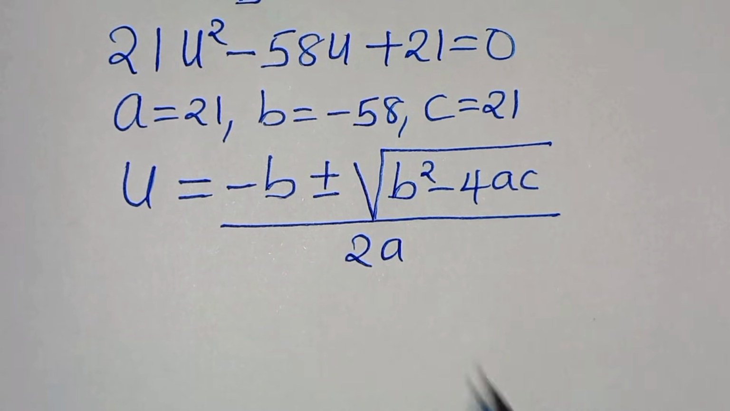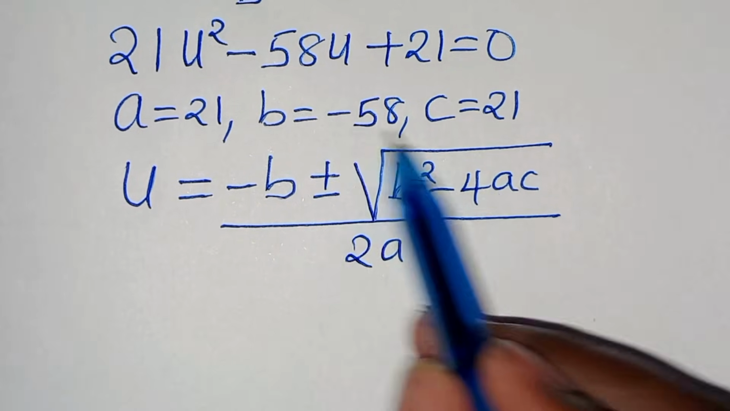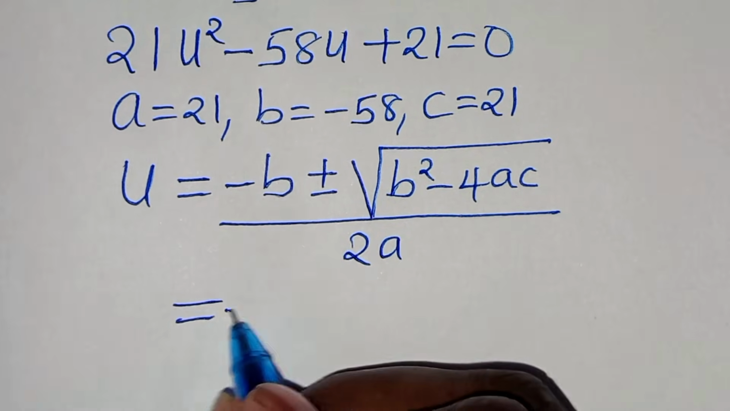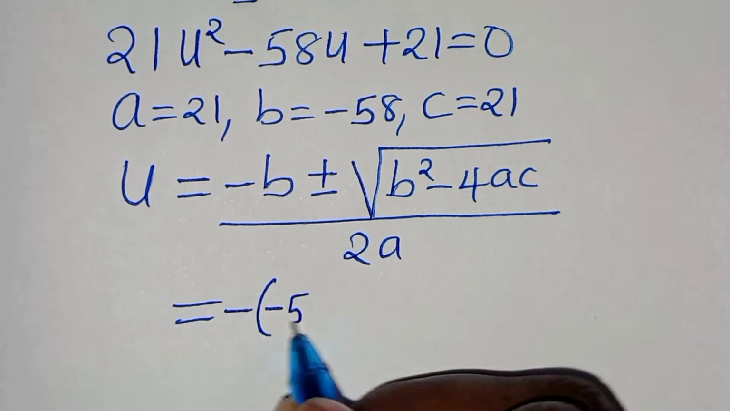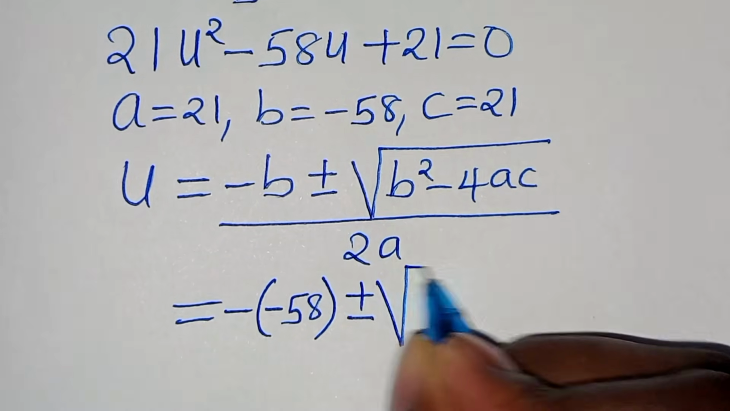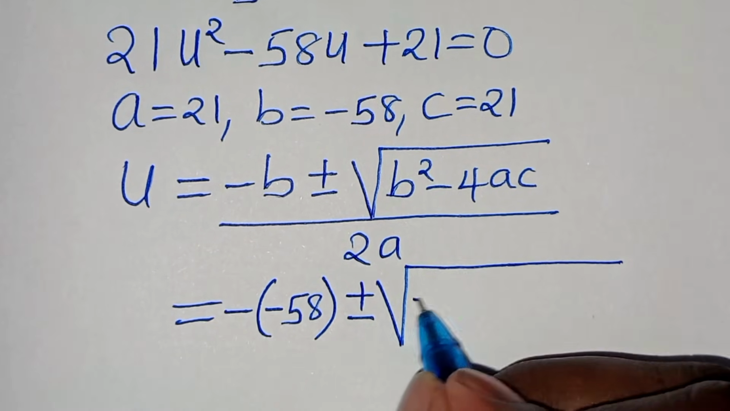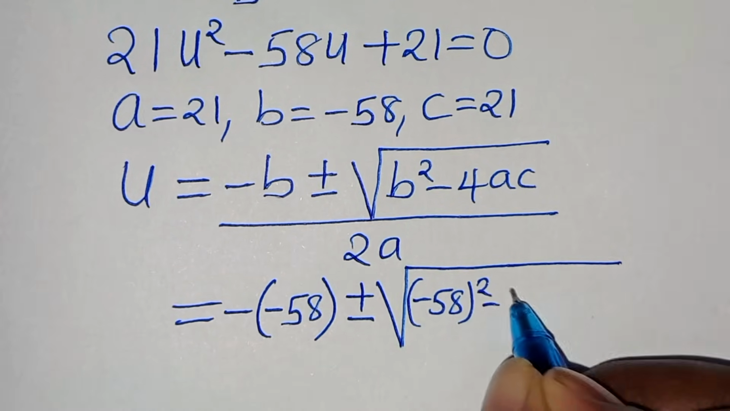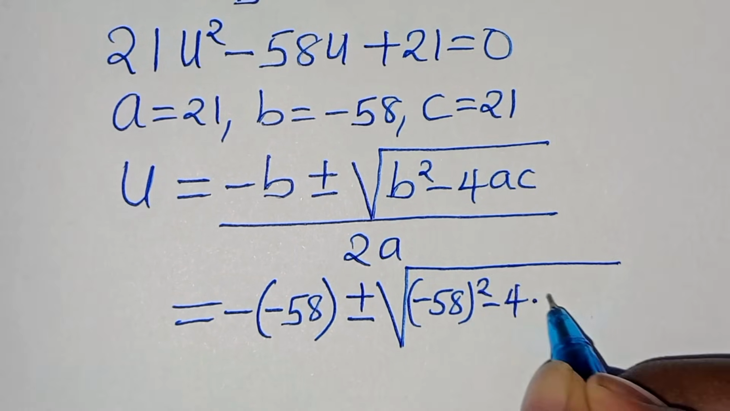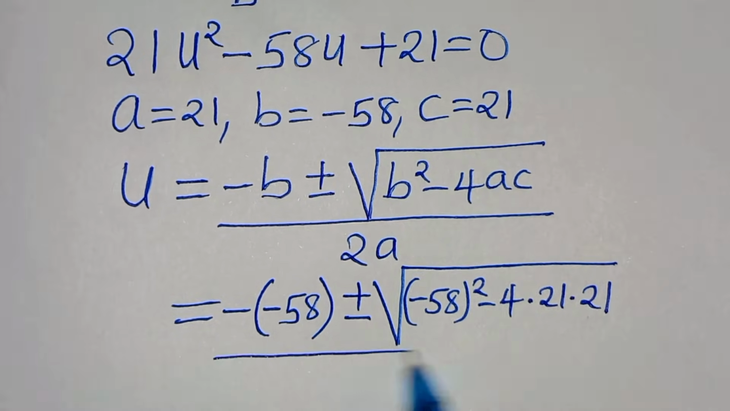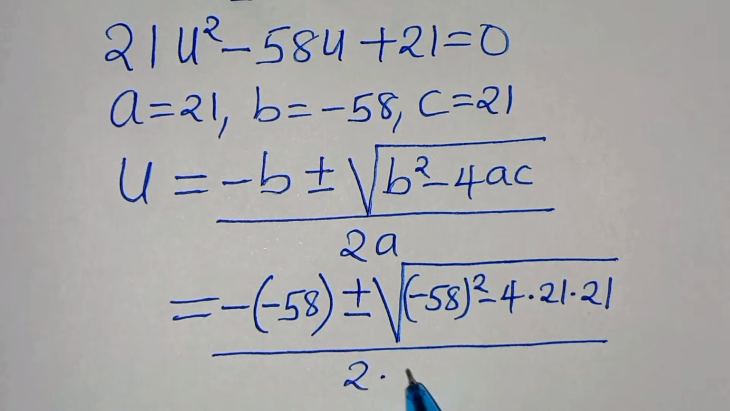The next step is to substitute the values of a, b, and c in this formula here, so that now we have minus times minus 58 plus or minus the square root of minus 58 raised to the power of 2, subtract 4 times a, which is 21, times c, which is 21, everything here divided by 2 times 21.